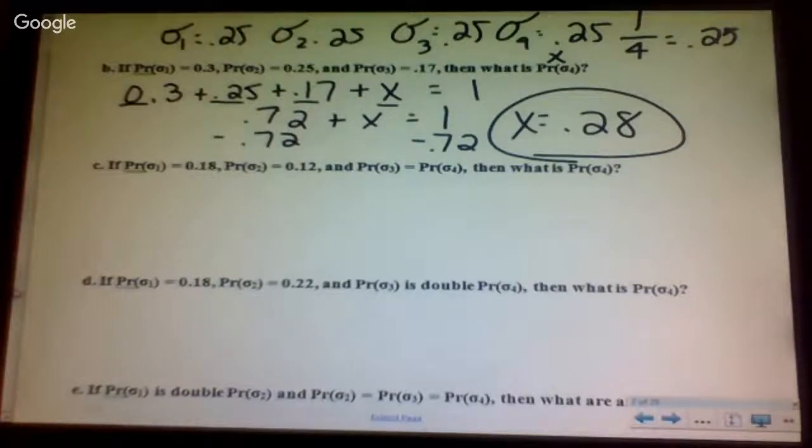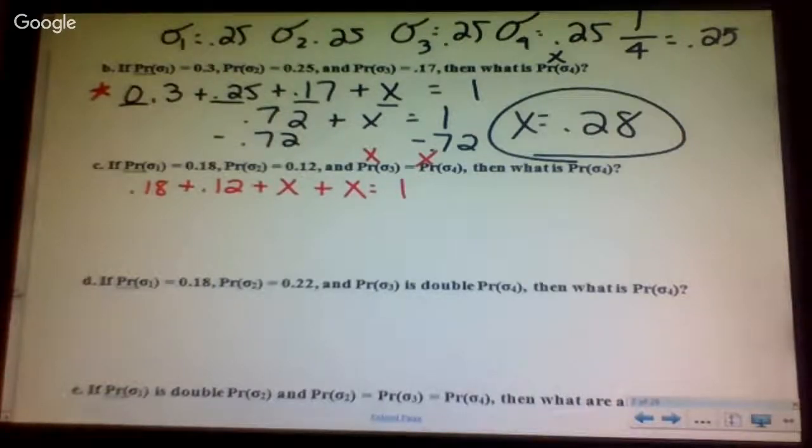This is why I told you to set this one up as an equation, because as it gets more difficult, it's easier to set it up as an equation and solve. Now they tell us that 1 is 0.18, 2 is 0.12, and 3 and 4 are equal to each other. So let's make one of our unknowns x. If 3 is x and 3 equals 4, what is 4? X. And remember, all 4 of these added up should equal 1. So 0.18 plus 0.12 plus x plus another x should equal 1.